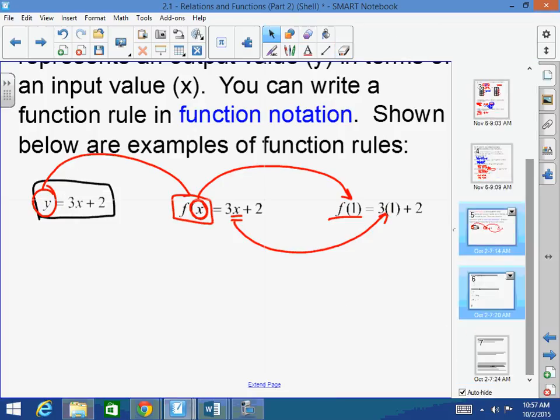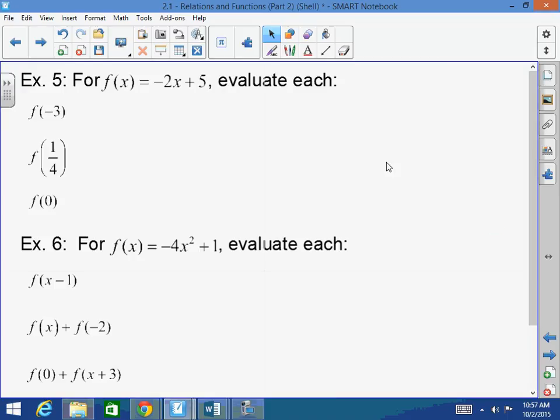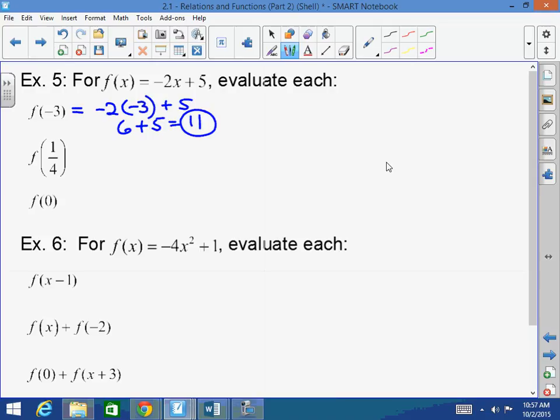Okay. Now, find each of these. I want to find f of negative 3. What did I replace the x with here? So, f of negative 3 will equal negative 2 times negative 3, because I replaced the x with negative 3, plus 5. That's 6 plus 5, which is 11. f of negative 3 is 11.